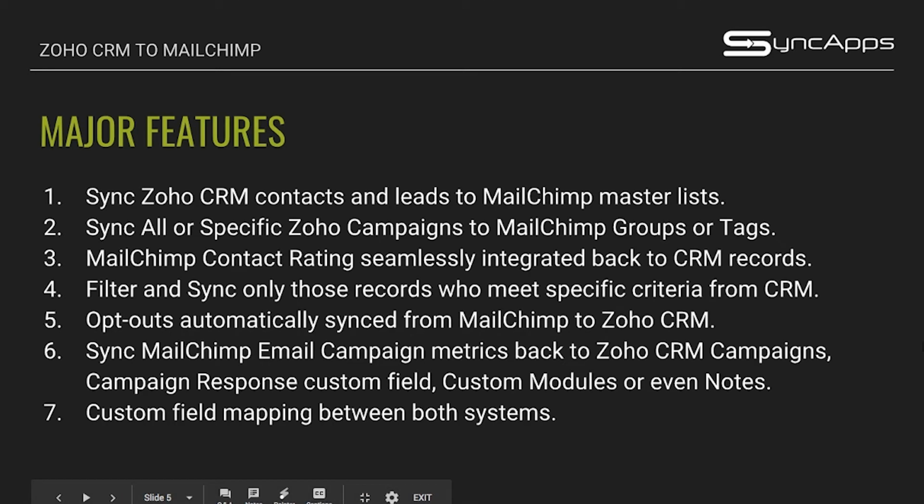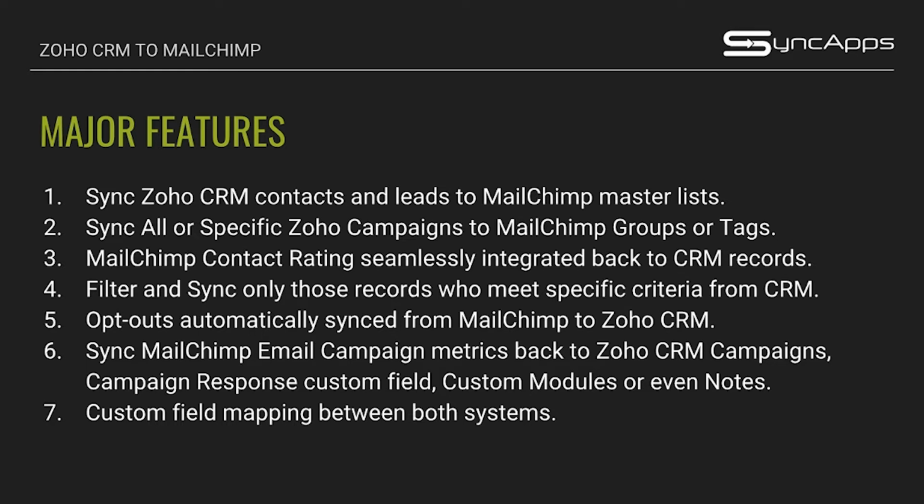So the major features that SyncApps support for our Zoho to Mailchimp integration are as follows. So firstly, you can sync all of your Zoho CRM contacts and even leads to Mailchimp master lists. You can also sync the specific campaigns from Zoho to even your Mailchimp groups or even tags. You could also seamlessly integrate your Mailchimp contact rating back to your CRM records in Zoho. Next, you can even filter and sync only those records that you want from your CRM to your Mailchimp automation.